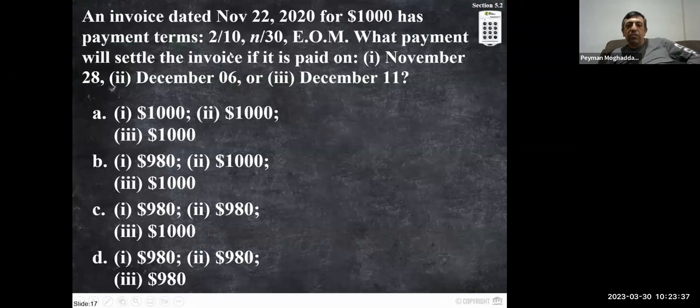An invoice dated November 22nd, 2020 for $1,000 has payment terms of 2/10, n/30, EOM, guys. EOM means that the reference date now is not November 22nd, it is the end of November, which is November 31st or 30. I'm not sure. So that's one thing you have to figure out. What payment will settle the invoice if it's paid on 1) November 28, 2) December 6, and 3) December 11? Okay, I'll give you a few minutes for this, guys.